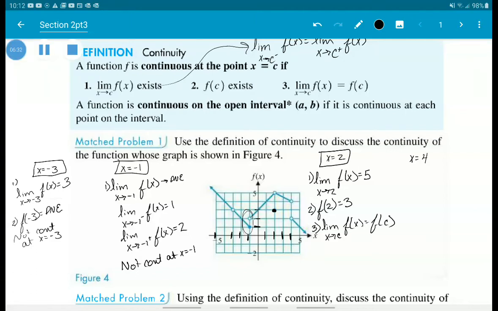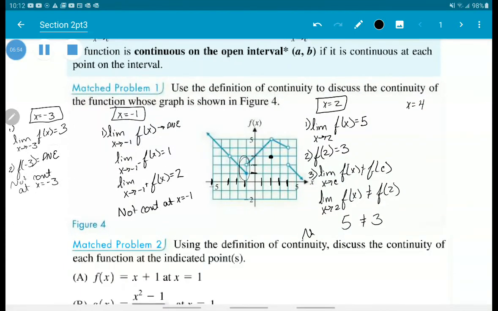And if we look at this, the answer is no, they don't equal each other. The limit as we approach 2 of f of x was equal to 5. And that's not equal to what our f of 2 was, which was 3. So the reason this one is not continuous is because the limit did not equal what the value of the function was at that point.